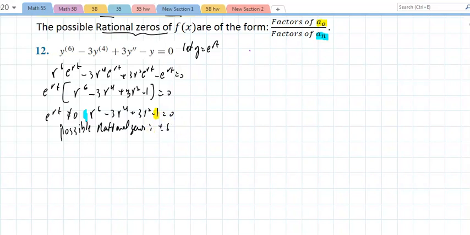So let's see. Does 1 work? If I put 1 in there, that seems to work because I'm looking at 1 minus 3 plus 3 minus 1, that's a 0. So remember synthetic division: r to the 6, r to the 5th, r to the 4, r cubed, r squared, r, and the constant. And what I want to do is factor this. 1, multiply, 1, multiply.